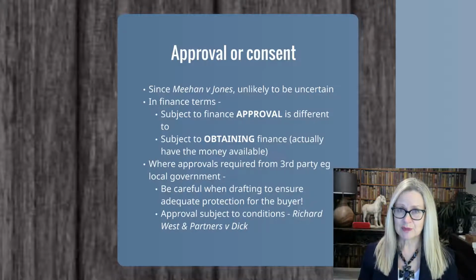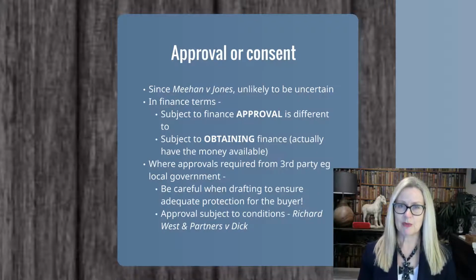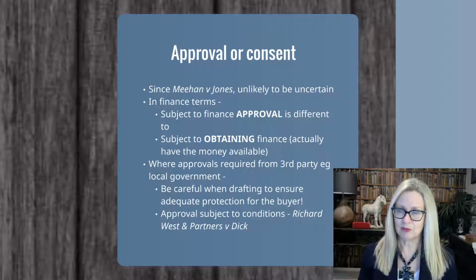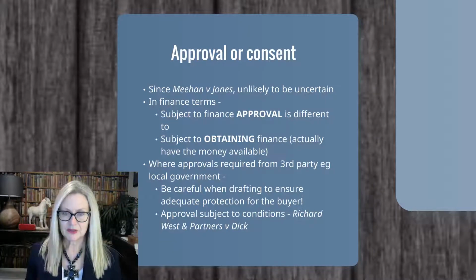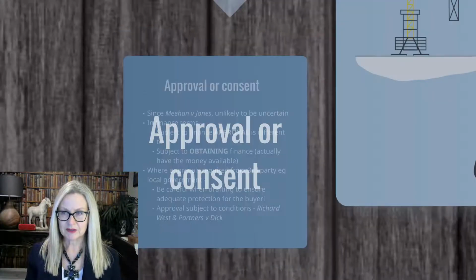Now the purchaser wanted to back out in reliance on this approval clause. It was held that they could not because the approval had actually been forthcoming in a planning sense. It was just that the other requirements that were imposed were unacceptable. So unfortunately in that case it wasn't possible for the buyer to back out in reliance on that approval clause. So that's the issue of approval or consent.